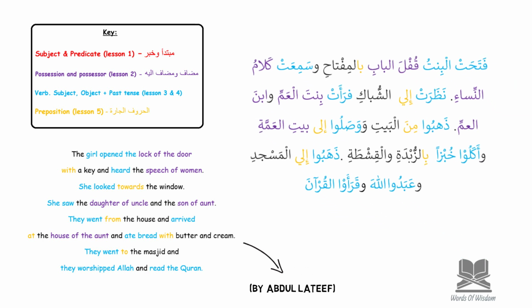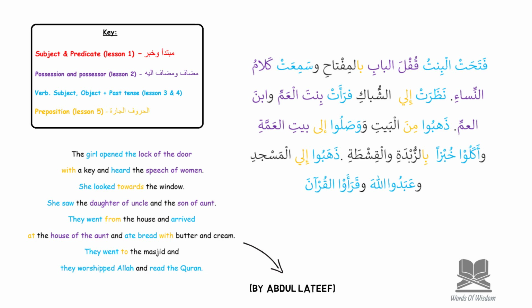So first and foremost, we've got some action taking place. Fatahat al-bintu, so she's opened. What did she open? The lock. But this lock is being referred to somebody, meaning the lock is being referred back towards the door, meaning this lock belongs to the door. This is an example of mudaf and mudaf ilayh.